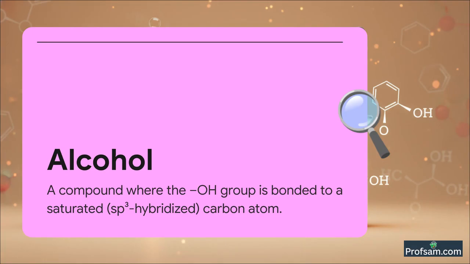Okay, first up, let's look at alcohols. Now, this definition you see here is super important. Please pay attention. For any compound to be called an alcohol, the OH group has to be attached to what we call a saturated carbon atom. And what does saturated mean? It's simple, really. It just means that carbon atom is busy forming single bonds with 4 other atoms. That's your classic sp3 hybridized carbon.